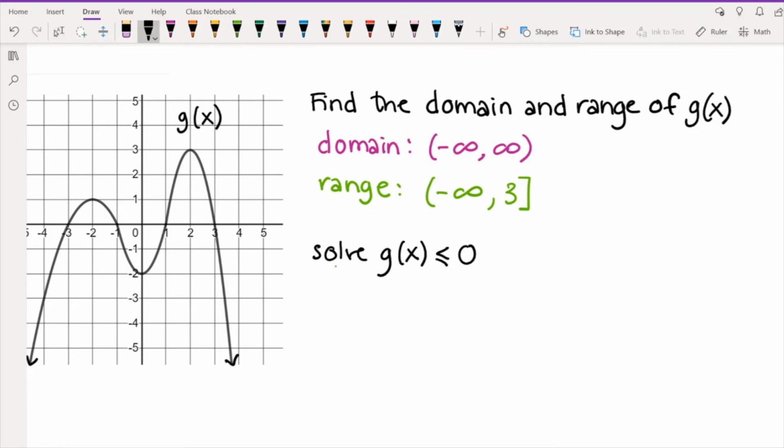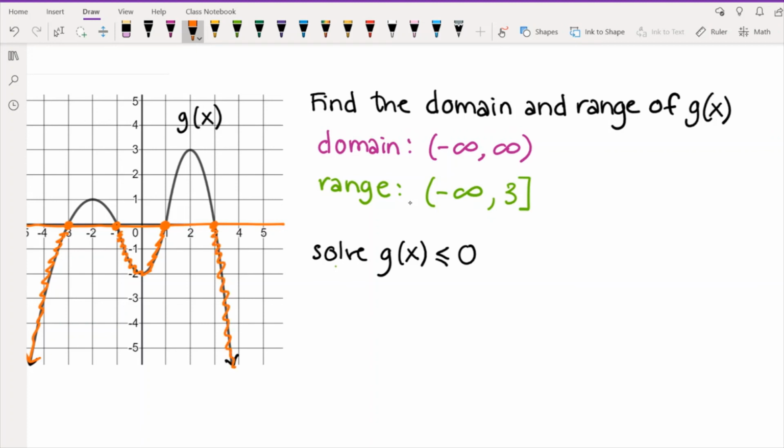Okay, so how do we solve g of x is less than or equal to 0? We can draw a line at a height of 0 and look for the parts of the graph that lie at or below 0. The reason I said at is because we do have this equal sign, so we want to include the points where it equals 0. So we have this point, but then we also have everything below. We have this point, then all of this stuff that lies below. We have this point where it equals 0, we have this point, and then we also have everything below.